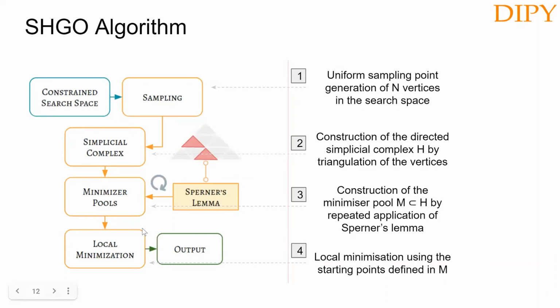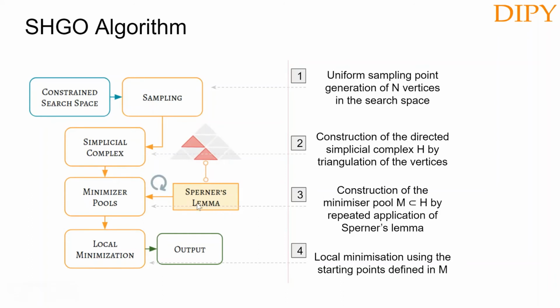So this is how the SHGO algorithm works. Given your search space, that is your objective function, it samples points on that objective function, and then it creates a mesh of these n vertices, which you can think of as a graph. That is referred to in topology as a simplicial complex. Then it performs a Sperner's lemma cluster. Sperner's lemma gives you a way of numbering the vertices of the simplicial complex such that you can detect local clusters on that graph.